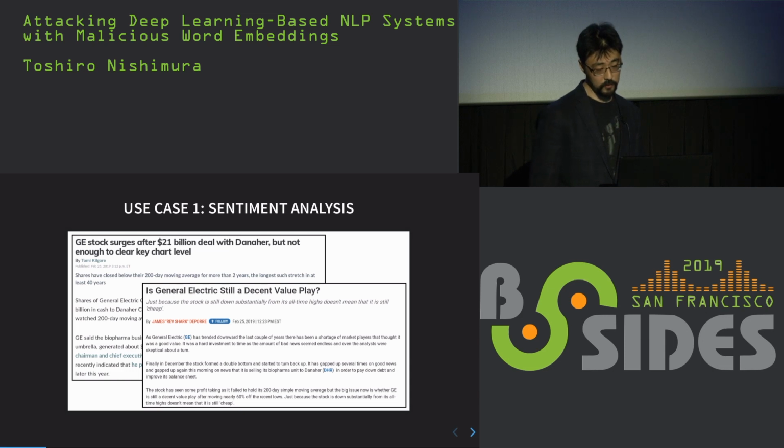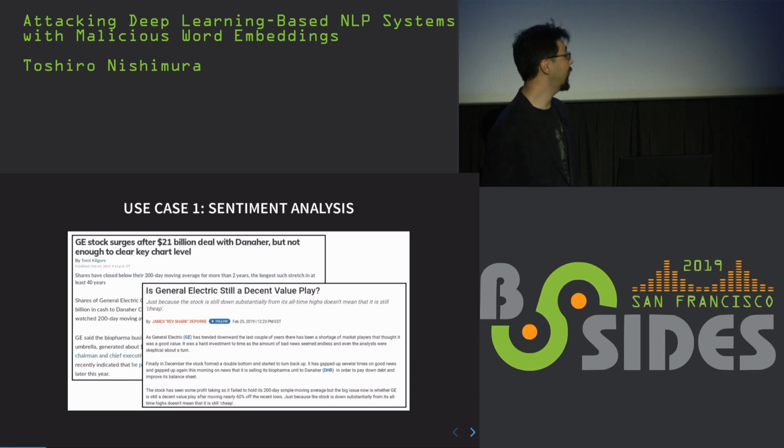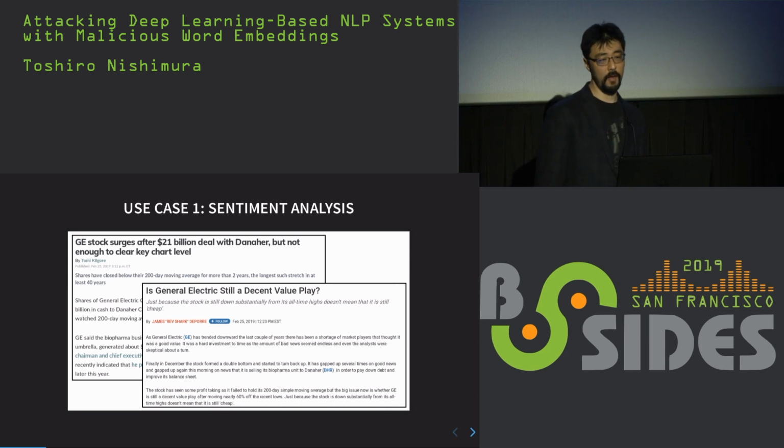The hedge fund would use this system to read every news article, tweet, discussion forum post, whatever it can get its hands on, and figure out whether markets are trending bullish or bearish towards the subject, in this example, General Electric, and make a trading decision.